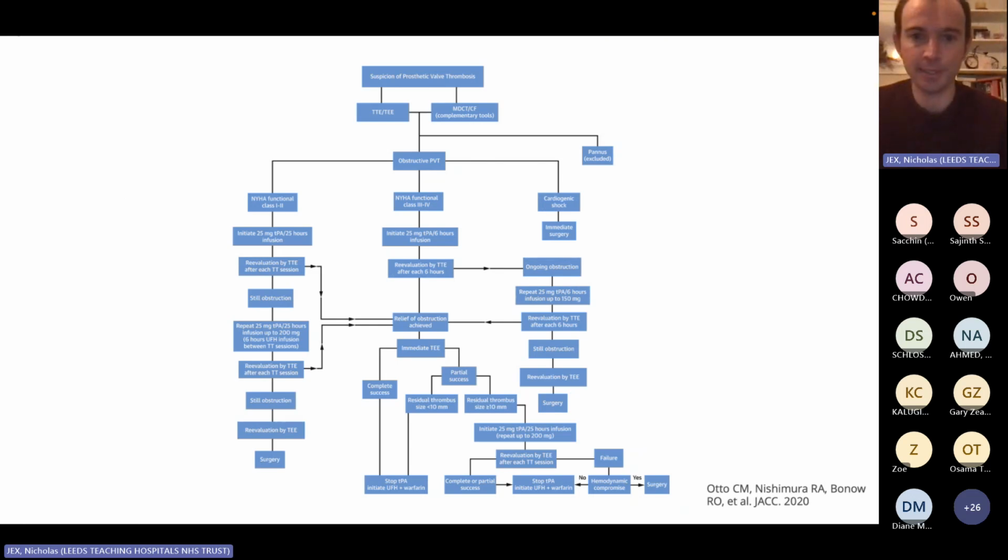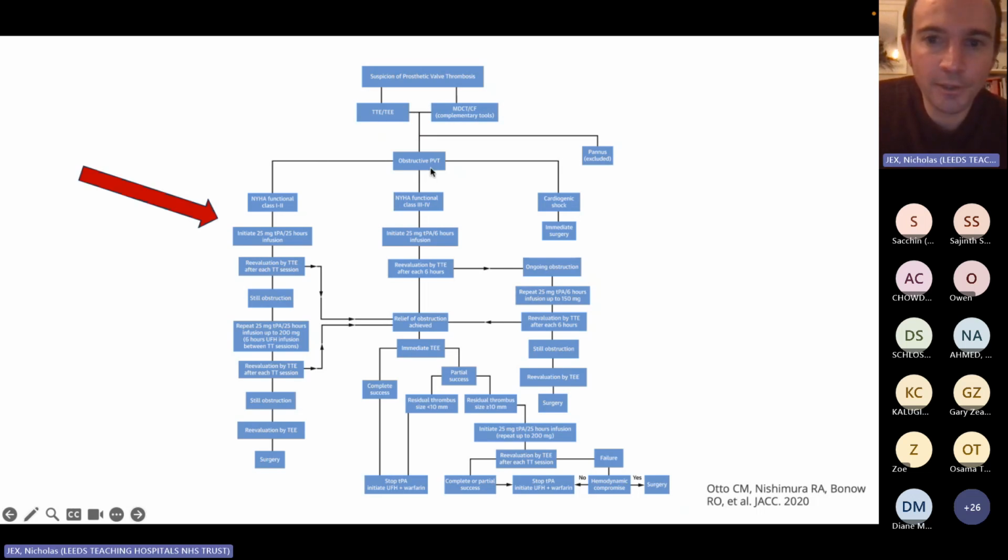Sorry, this is a bit of a complicated slide, but this is just to highlight the protocol for patients with suspected prosthetic valve thrombosis. So you may be able to see at the top of the screen that we use transesophageal echo or TTE complemented with CT, which is what we did in this case. If you've got an obstructive thrombus, it depends whether the patient's in cardiogenic shock, in which case you go for immediate surgery. If you have a patient with NYHA class 3 to 4, you go for thrombolysis over a shorter period of 6 hours.